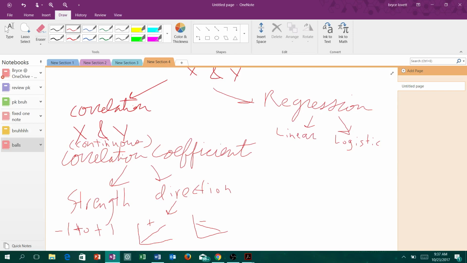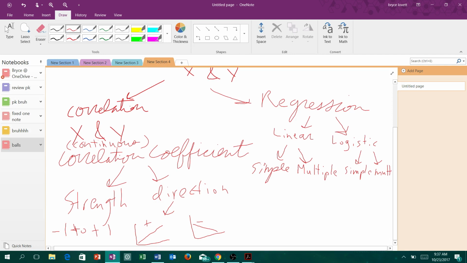Okay, so we have linear and logistic regression. In linear, we have two types as well. We have simple and multiple linear regression. And the same for logistic. We have simple logistic regression and multiple logistic regression. So in simple linear regression, there is only one x variable and one y variable. In multiple linear regression, there are multiple x's. I'm going to just say x's because it could be more than one, and there is still one y.